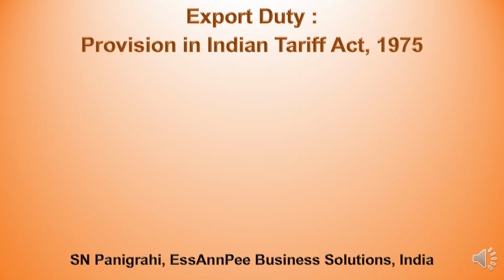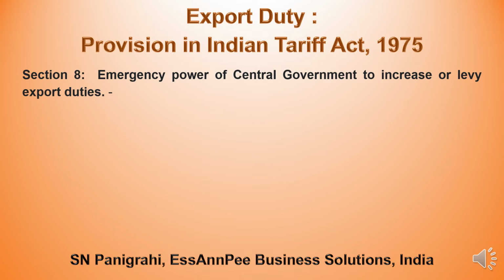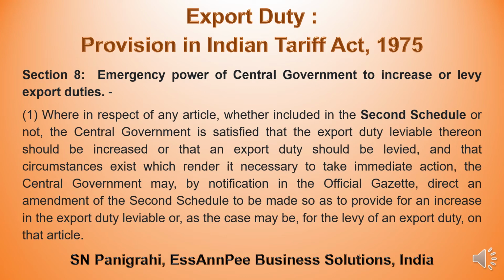Export duty provision in Indian Tariff Act 1975. Section 8 of Indian Tariff Act 1975 provides emergency power of central government to increase or levy export duties, and it reads: 1. Where in respect of any article, whether included in the second schedule or not, the central government is satisfied that the export duty leviable thereon should be increased or that an export duty should be levied, and that circumstances exist which render it necessary to take immediate action, the central government may, by notification in the Official Gazette, direct an amendment of the second schedule to be made so as to provide for an increase in the export duty leviable or, as the case may be, for the levy of an export duty on that article.